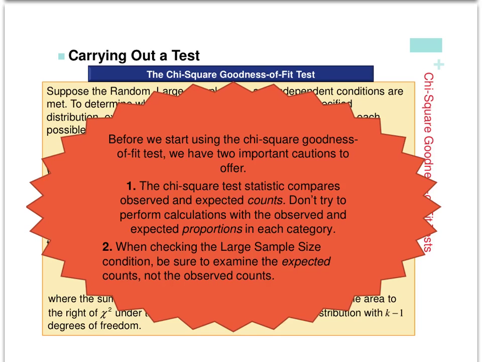And also when you're checking large sample size, make sure to examine the expected counts, not the observed. So if you expect to get 6 red candies and you open up a bag of candies and you only get 2, that doesn't fail the conditions because you still expected to get 6, and that meets the condition of greater than 5.